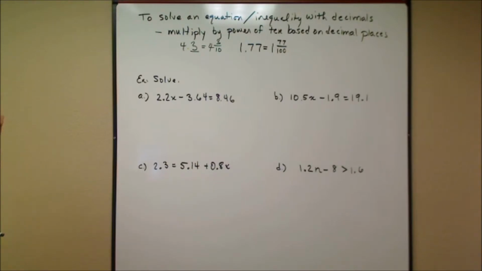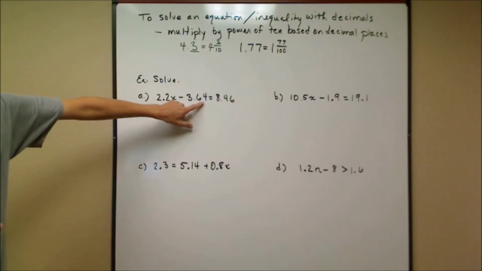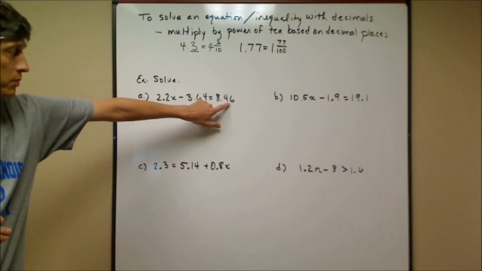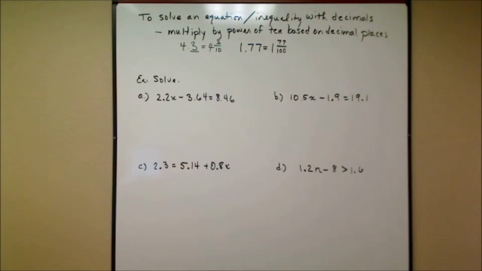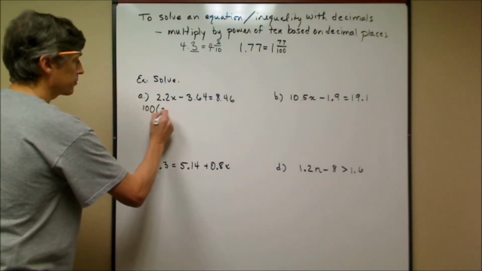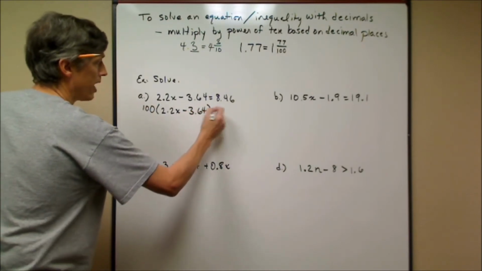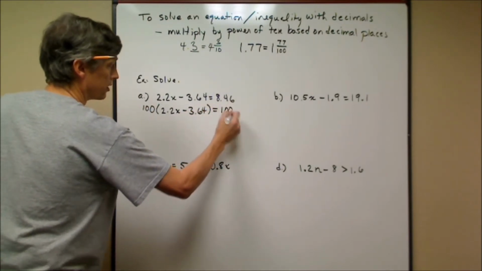If you multiply by 10, it's got 1 zero, you slide it 1 place. If you multiply by 100, it's got 2 zeros, you slide the decimal point 2 places to the right. My first example, this has 1 decimal place, this has 2 decimal places, and this one has 2 decimal places. You take the higher amount, in this case it is 2, and I'm going to need 2 zeros, so that means I'm going to multiply by 100. I'm going to multiply this side by 100. And I'm going to multiply the right side by 100.